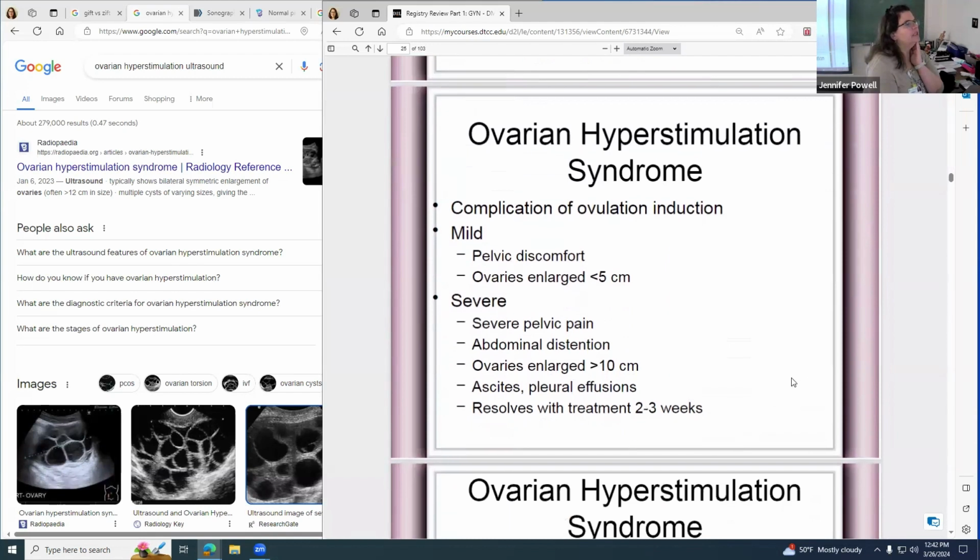Ovarian hyperstimulation syndrome is a complication of ovarian induction. In mild OHSS, you're going to have pelvic discomfort, enlarged ovaries, no larger than 5 centimeters. In severe OHSS, severe pelvic pain, abdominal distension, ovaries enlarged to greater than 10 centimeters, ascites, pleural effusion, and it does resolve with treatment within 2 to 3 weeks.